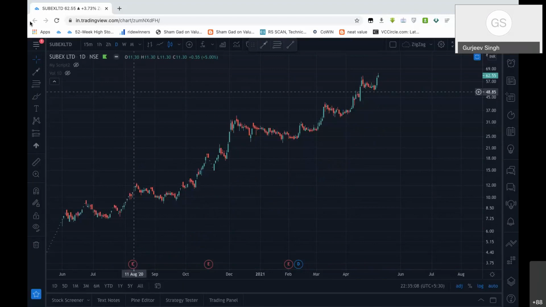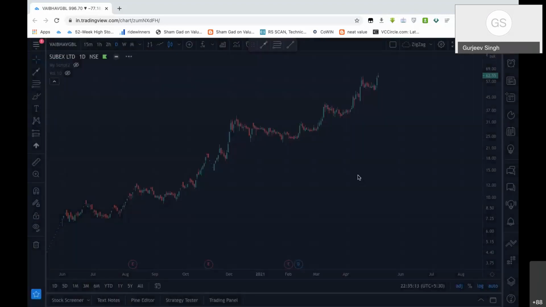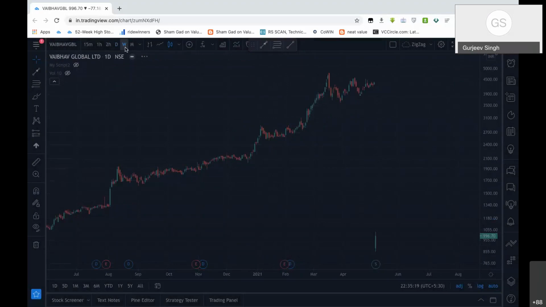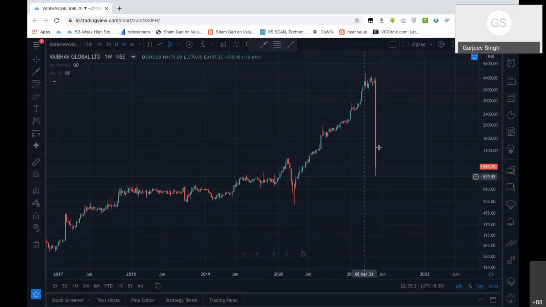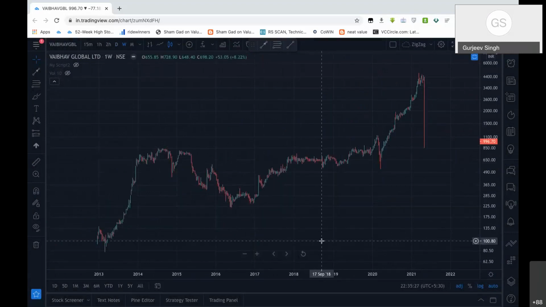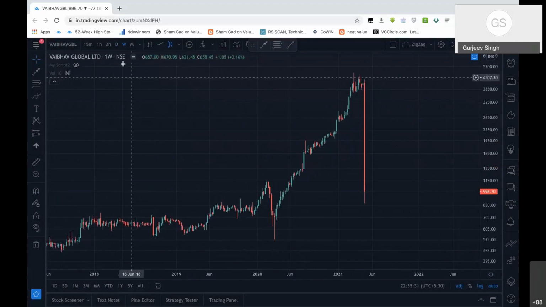The next stock we are looking at is Vaibhav Global. Okay? Now a split has happened. So ignore this bar, because this split is not actually a collapse. Now what I have done over here is I have taken a weekly chart of it. Can you see the weekly chart, everybody?